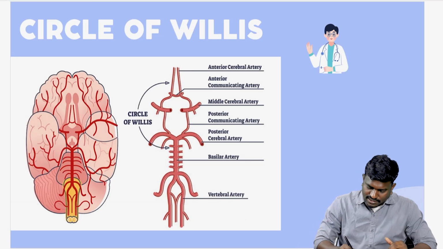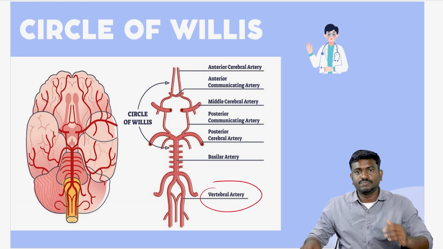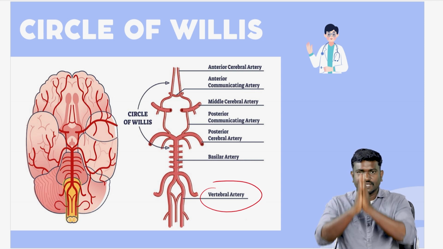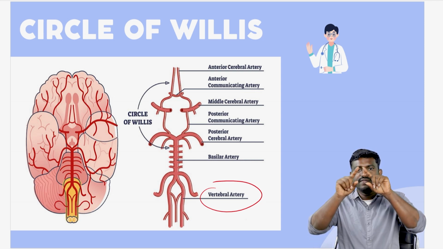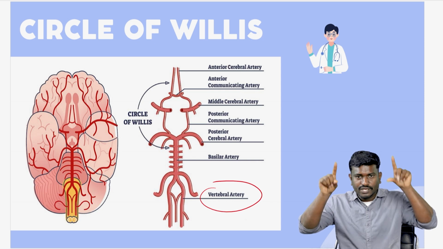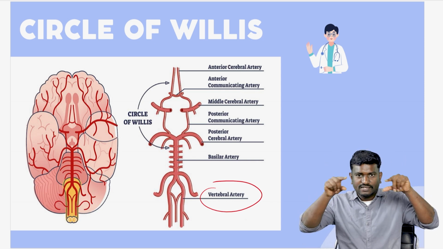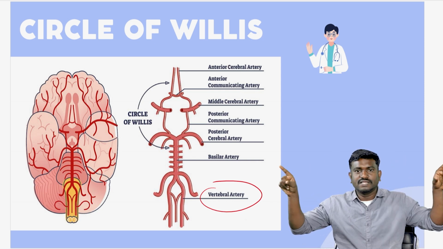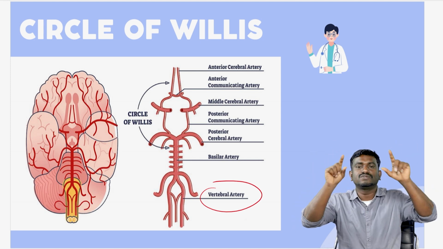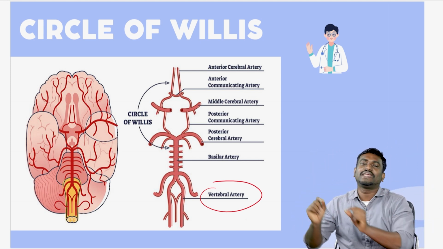Vertebral artery, remember V, vertebral artery. Let's keep your hand like this so that you don't forget. V is for vertebral artery. Next, we have the basilar artery, and then we have the posterior cerebral artery. Next, we have the posterior communicating artery, and then we have the internal carotid artery, and then along with that we have the middle, and above is going to be the anterior cerebral artery, and then at last is going to be the anterior communicating artery.